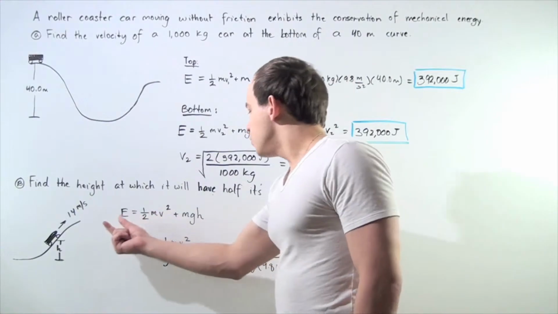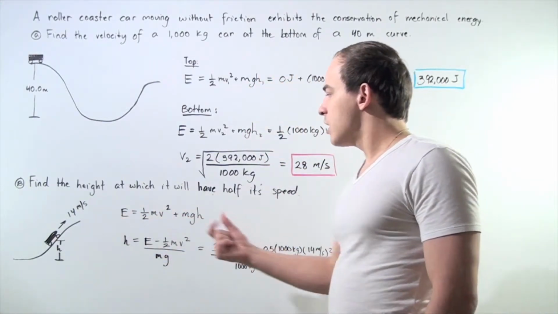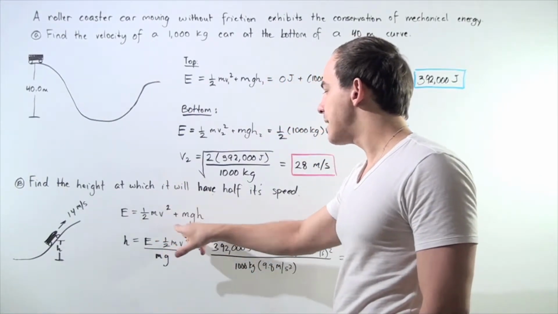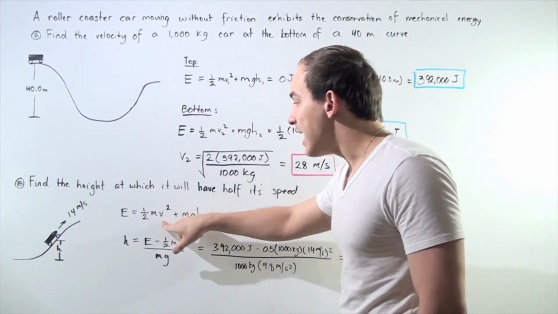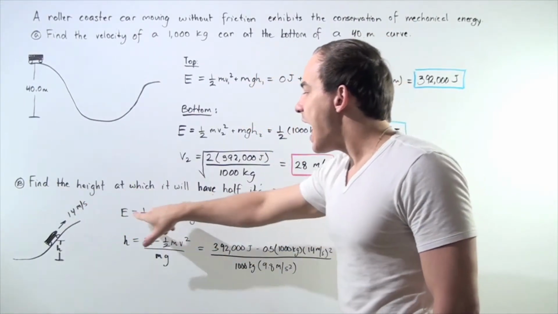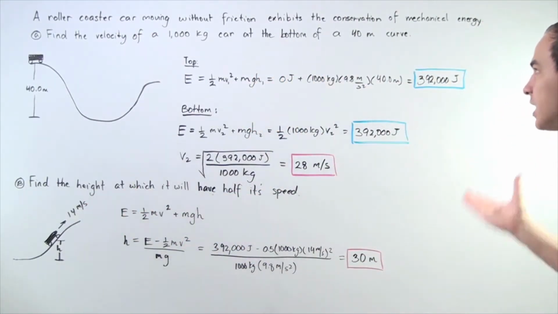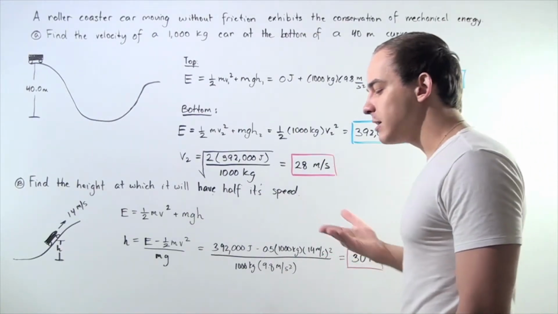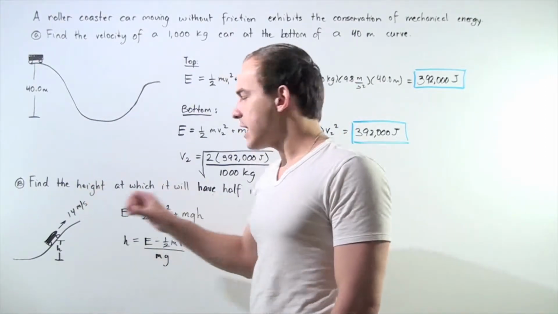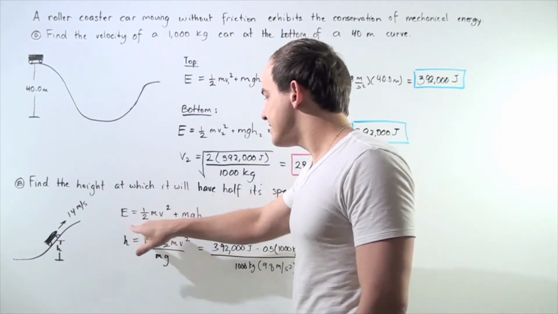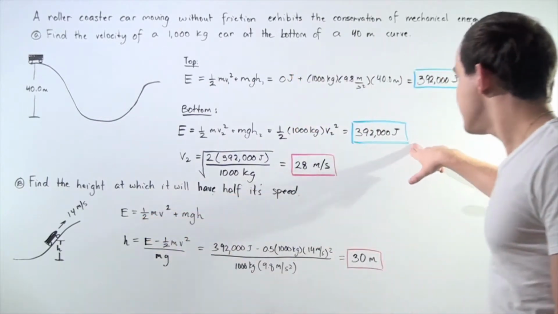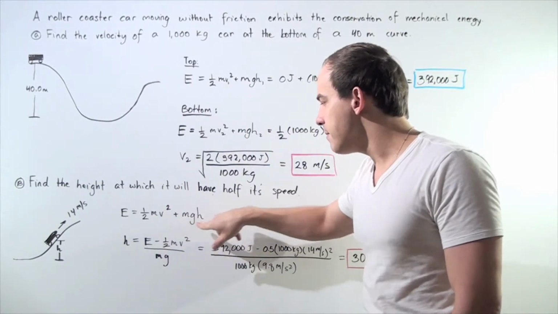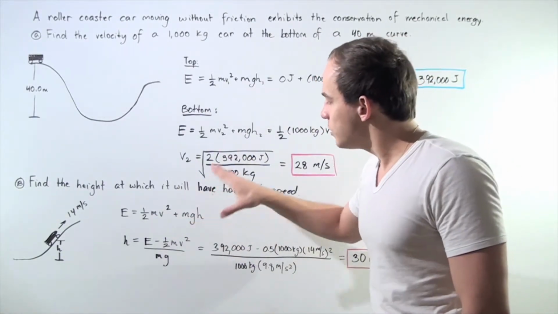Once again, we use our mechanical energy equation. The total mechanical energy is equal to 1/2 m v squared plus m g h, where now our velocity is 14 meters per second. Our E is still this value because we have conservation of mechanical energy. Our mechanical energy remains constant throughout our trip. So E is equal to this number. We have the v, we have the m, we have the g, but we don't have the h. That's what we want to find.